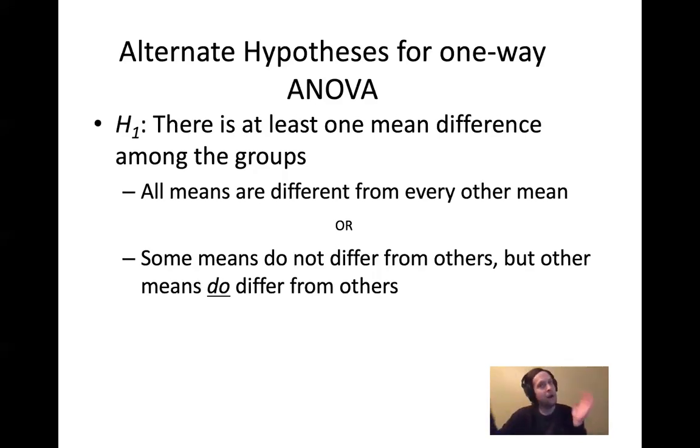So instead of writing all of those different variations when we're writing the research hypothesis, just write it in words. Say there's at least one mean difference among the groups. That's probably the safest way to go, and that's usually how it's taught in various textbooks.